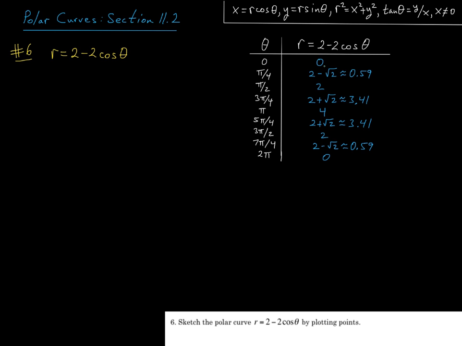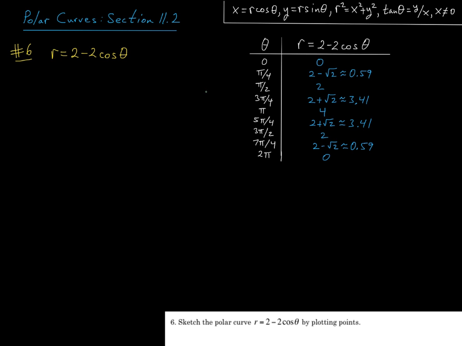Okay, so when theta is 0, r is 0, because the cosine of 0 is 1. When theta is pi over 4, I'm going to get 2 minus the square root of 2, and that's because cosine of pi over 4 is root 2 over 2, and so when you double here, you get the square root of 2, and this quantity is about 0.59. All right, and then 2 for r when theta is pi over 2, and then 2 plus the square root of 2 for r, which is about 3.41 when theta is 3 pi over 4, and then r reaches its maximum value of 4 when theta is pi. And then notice for the remaining values, we're just mirroring what we're getting on the interval from 0 to pi.